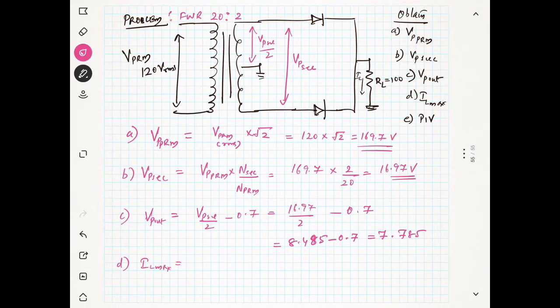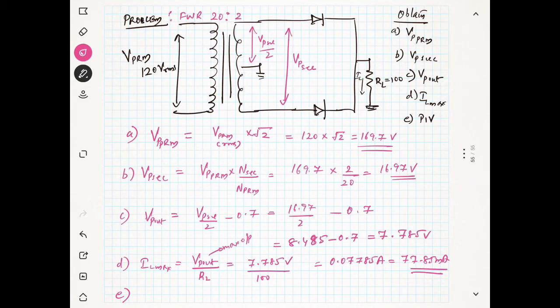Next is the IL max. What is IL max? It is nothing but Vp out divided by RL, because this is the maximum output, so maximum output divided by RL. So it is 7.785 volt divided by 100, which becomes 0.07785 ampere. This is nothing but 77.85 milliampere. That's it.